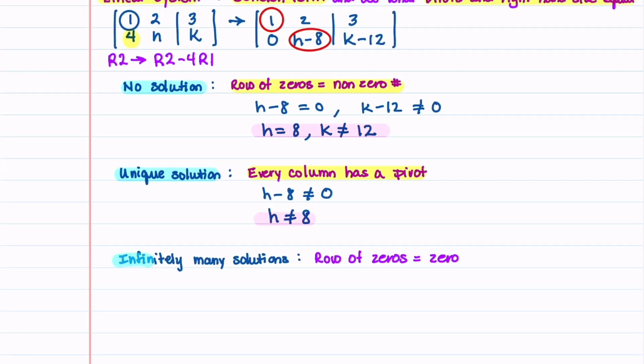Let's now look at our last one. This is when we have infinitely many solutions. When we have infinitely many solutions, we're going to have a row of zeros on the left-hand side and 0 on the right-hand side. So on our left-hand side, we're going to have h minus 8 equals 0. And then on our right-hand side, we're going to have to force k minus 12 to also be equal to 0. So this gives us a solution h is equal to 8 and k is equal to 12. So that's our solution when we have infinitely many solutions.